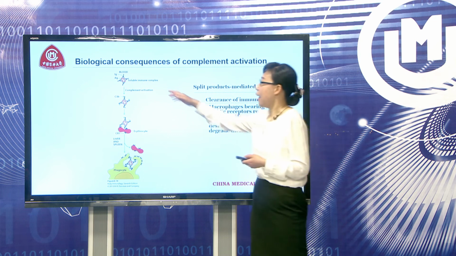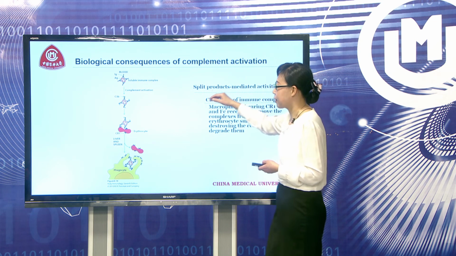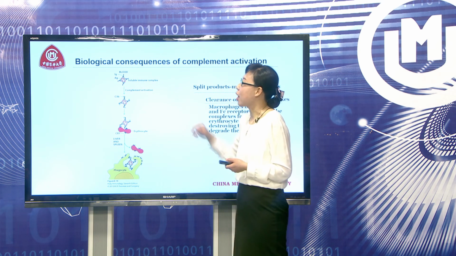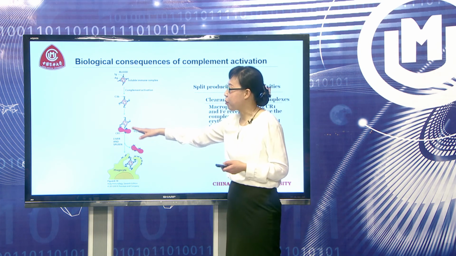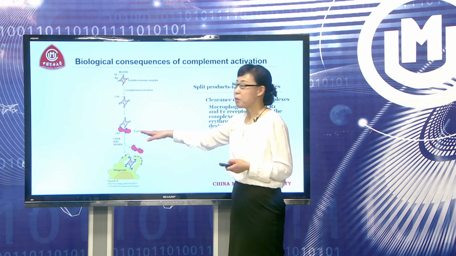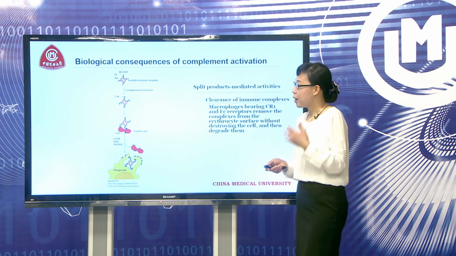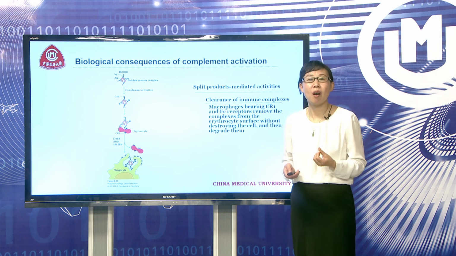This is the antigen-antibody complex. It is a soluble immune complex. And C3b combines with this immune complex. The other end of the C3b combines with complement receptor on the red blood cells. So red blood cells bind the C3b-bound immune complex.